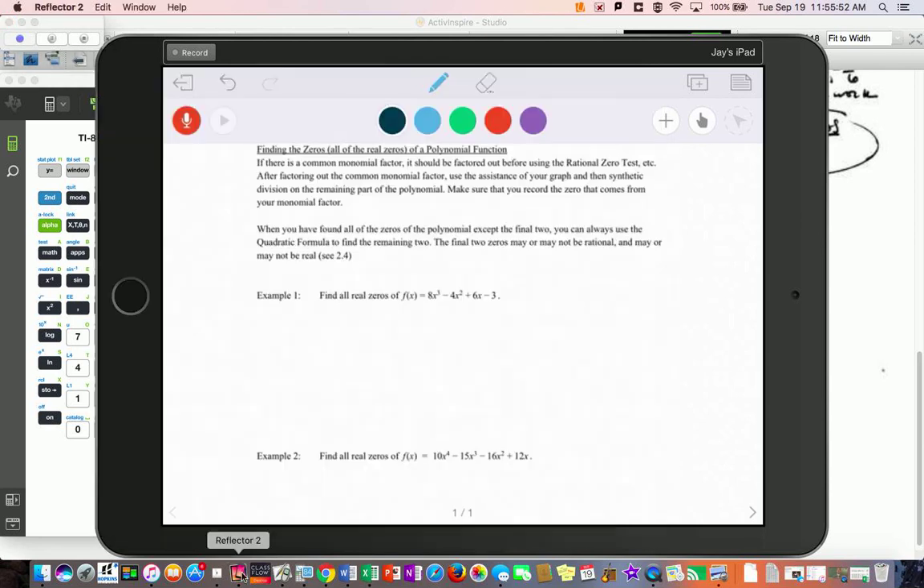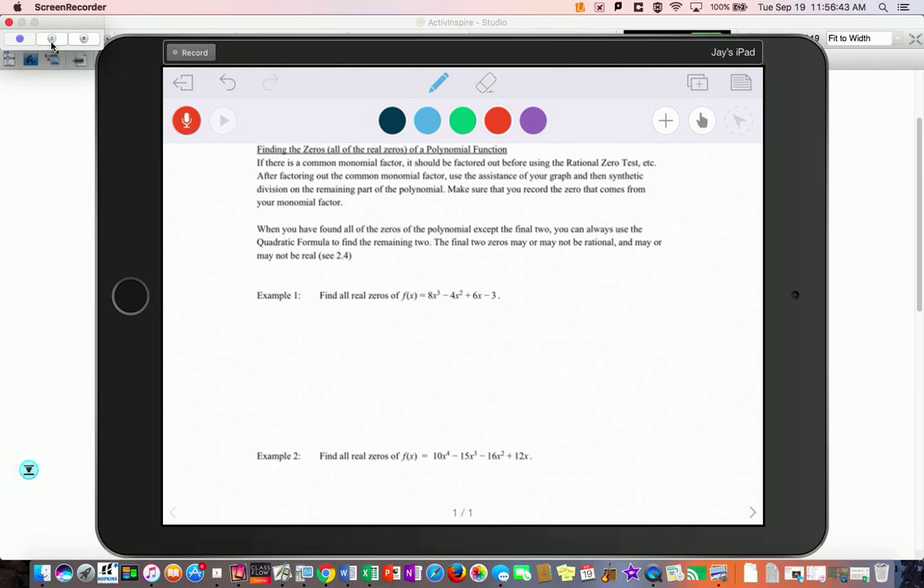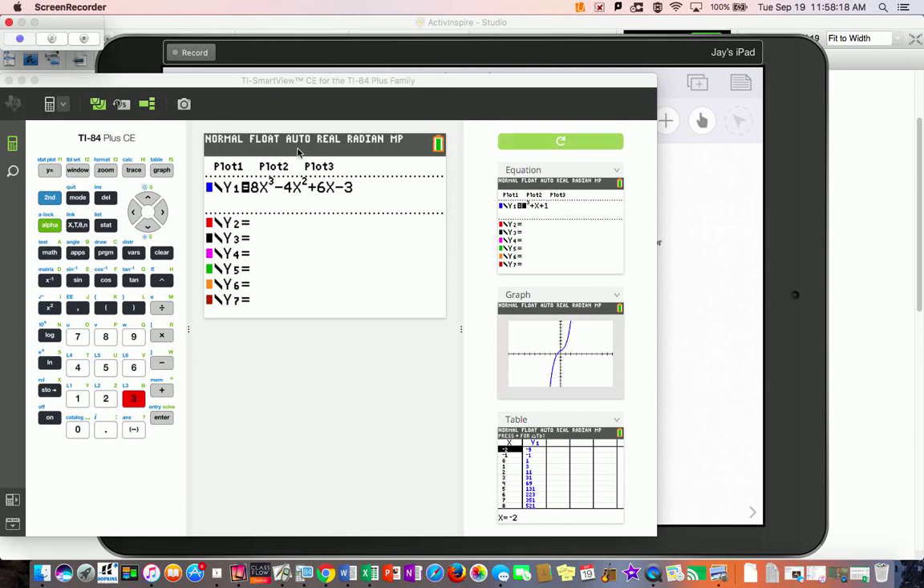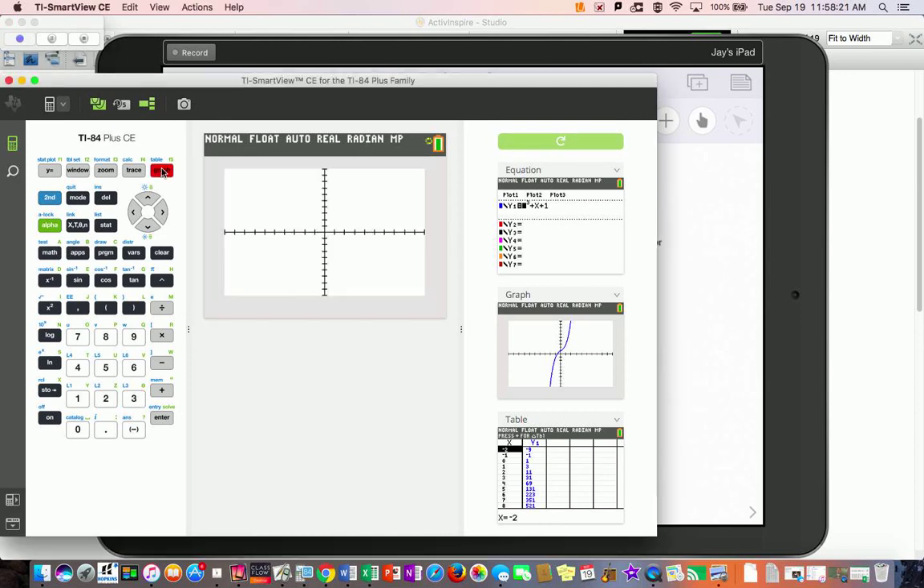So in this example, all right, finding all of the real zeros of a polynomial function. So we're going to continue with the same thing. We'll revisit the quadratic now. So again, let's go ahead and type this into our calculator. So I've typed the function into my graphing calculator. I look at the graph, and it looks like it hits somewhere between 0 and 1.